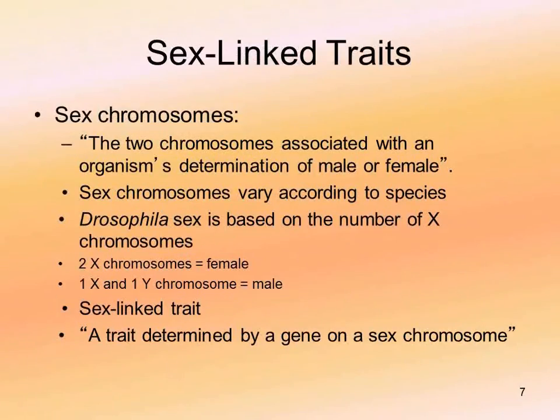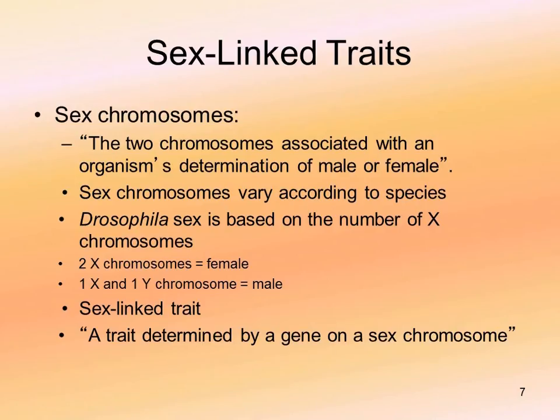As you know, sex chromosomes are the chromosomes that are associated with an organism's determination of gender, being male or female. These sex chromosomes can vary according to species. Drosophila, or fruit flies, are like us. It takes two X chromosomes to be female, or one X and one Y to be male. An opposing example would be honeybees. One X makes an organism female, two X's make that organism male.